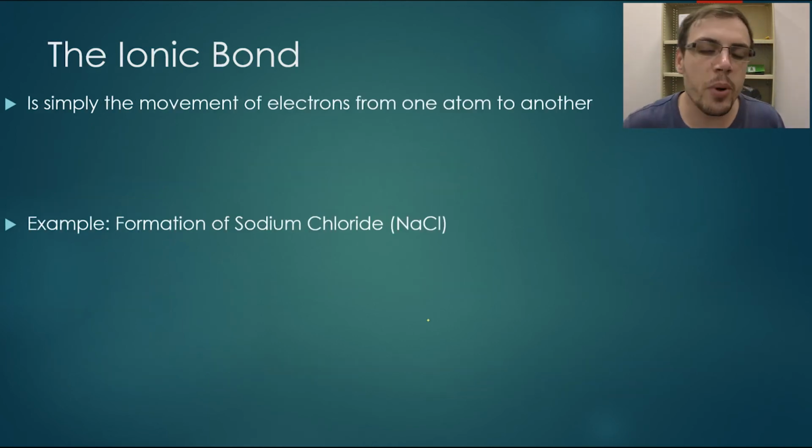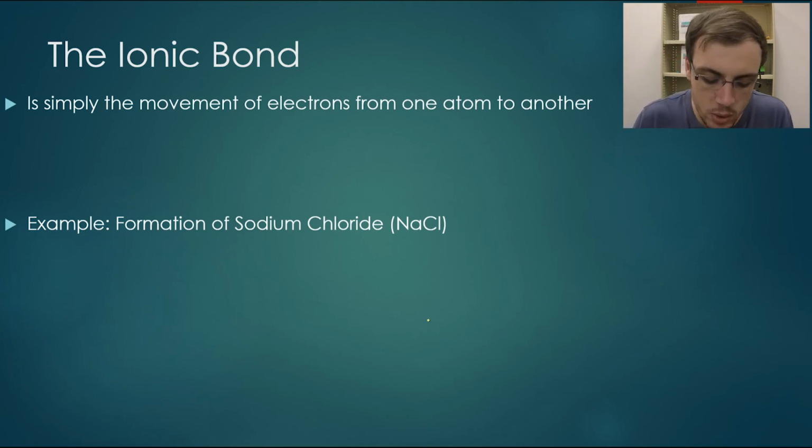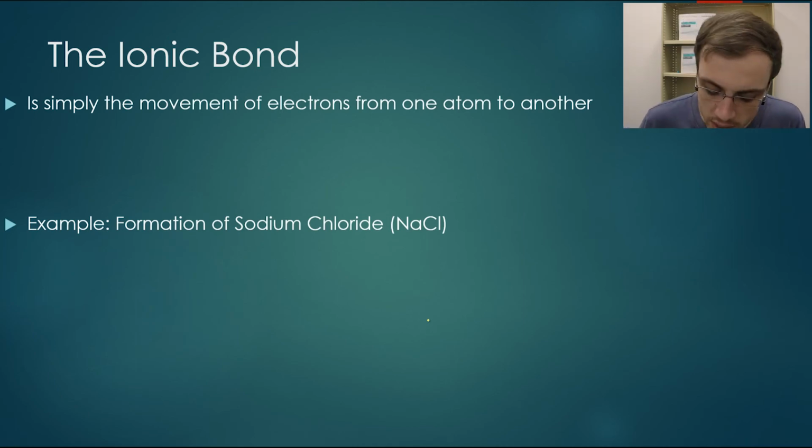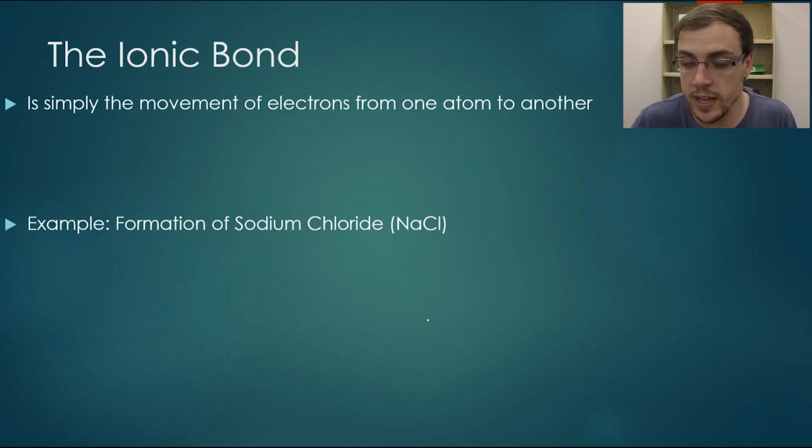So let's look at these bonds a little bit more closely. So let's look at the ionic bond. So the ionic bond, as I said before, is the exchange of electrons between elements. So as we look at sodium chloride, which is a nice simple example, we look at chloride. So on the periodic table, it has 7 valence electrons.